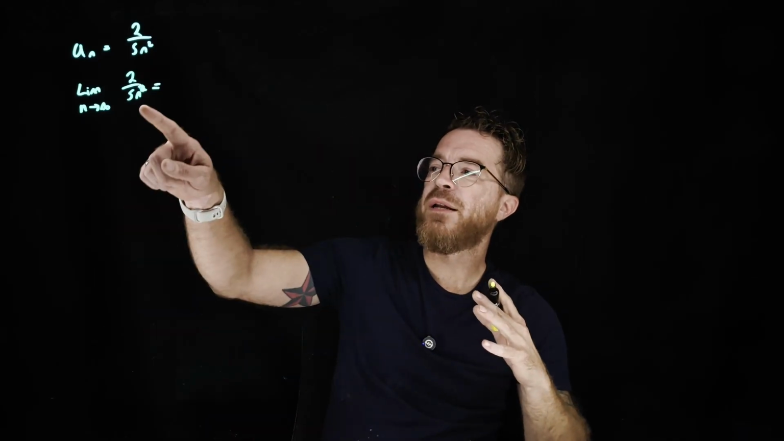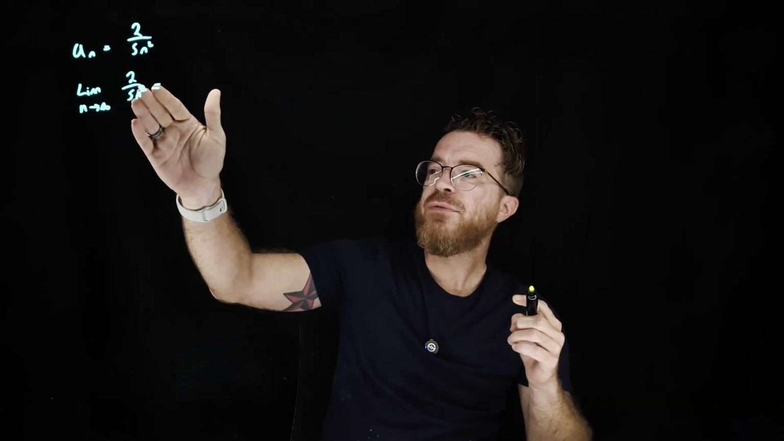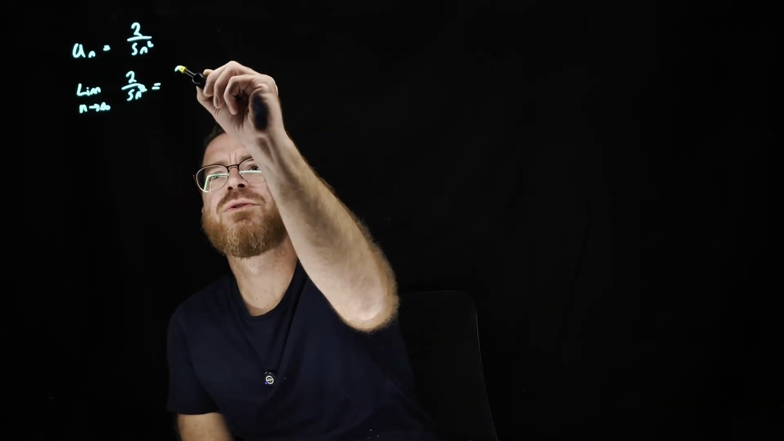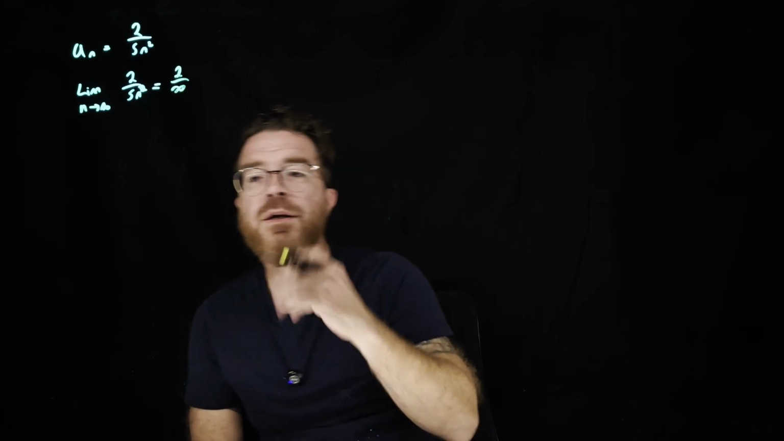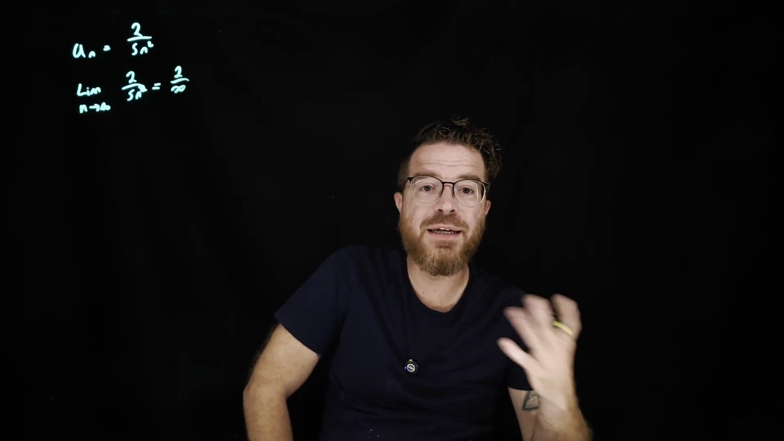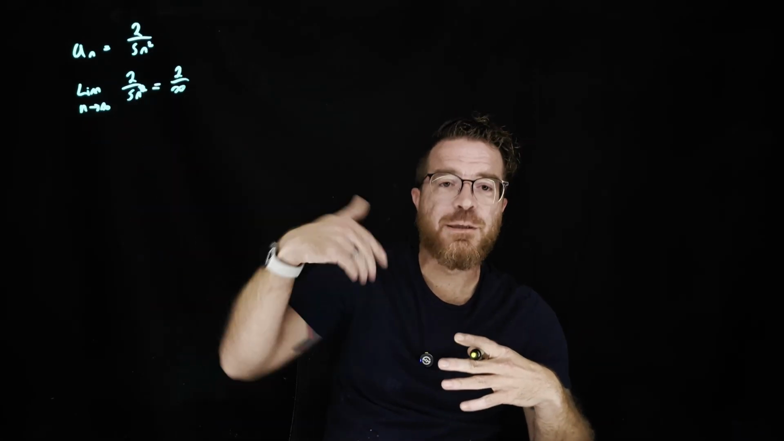So if we were to plug in infinity for n, we're going to get infinity squared as infinity. 5 times infinity is going to be infinity. So we're going to end up with 2 over infinity. So now we don't actually have an indeterminate form. We actually could just plug in and get this answer. So what's happening as my n in this sequence gets bigger and bigger and bigger?